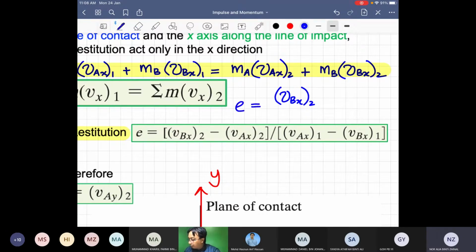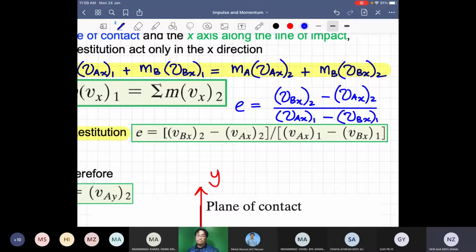E is equal to VBX2 minus VAX2, divided by VAX1 minus VBX1. Okay, so sekarang ni yang tadi kita tak ada melibatkan axis. Yang ini dua step, yang pertama tu sama macam central tadi tapi hanya dalam x-axis. Tapi kita tahu bahawa impact tu berlaku juga dalam y-axis. Yang y-axis kita tengok sekejap lagi.